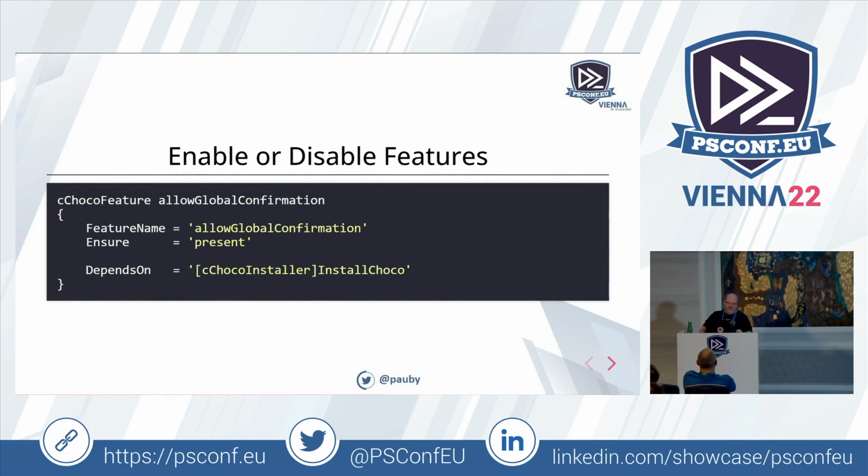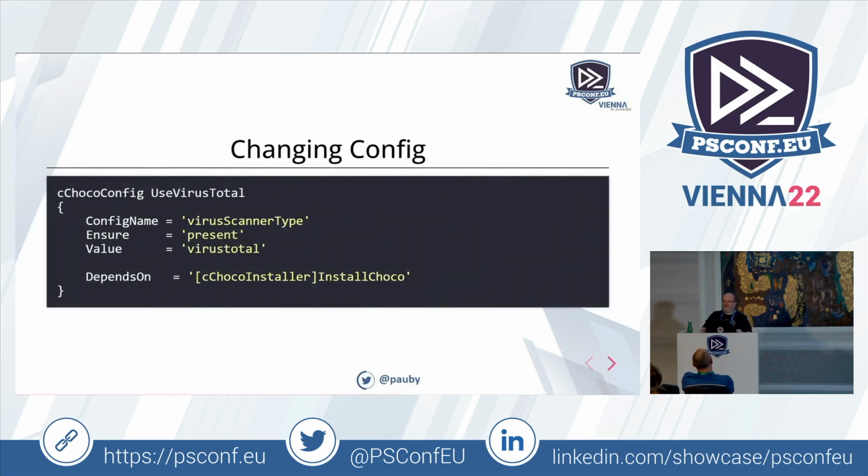Enabling, disabling features. Yeah, there's not much to talk about here. It's a cChoco feature. They allow global confirmation, if you're not aware, saves you putting -y at the end of your command line every time. That's all that does. And you can run that from the Chocolatey command line as well. So that allows you to enable or disable those features. And changing configs, the same thing, except you give it a value. Simple as that. Virus scanner type there, we're saying, hey, use virus total, and get your virus results from that.